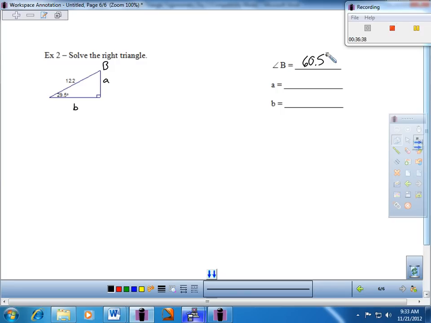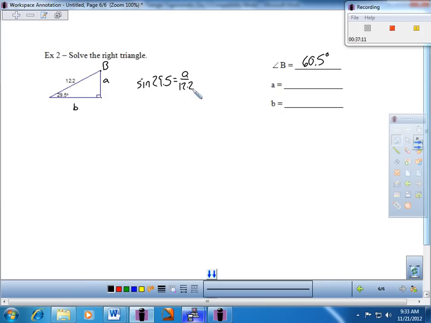Now it's up to you which one you want to solve for first. I'm just going to go alphabetical. It's just the way I see it. So I'm going to go ahead and get little a first, so from here to here. And basically, here's the concept then. With that 29.5 degrees, that's the one I'm going to use. I need the opposite side, and I have the hypotenuse. Opposite, hypotenuse. That's the sine ratio. So the sine of 29.5 is equal to a over 12.2.